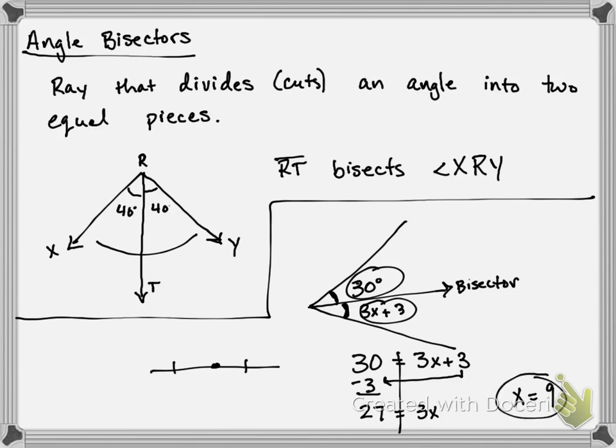How could I check? Well, I can always plug 9 back in. 3 times 9 plus 3, 27 plus 3, and that gives me 30. Hey, 30 is equal to 30. So I know without a shadow of a doubt that I'm correct, and I know that I've done this the right way.